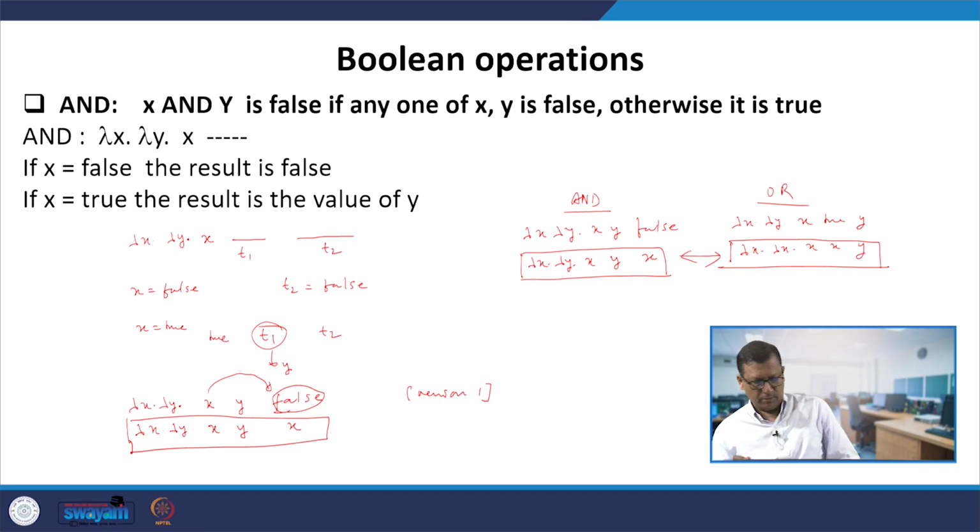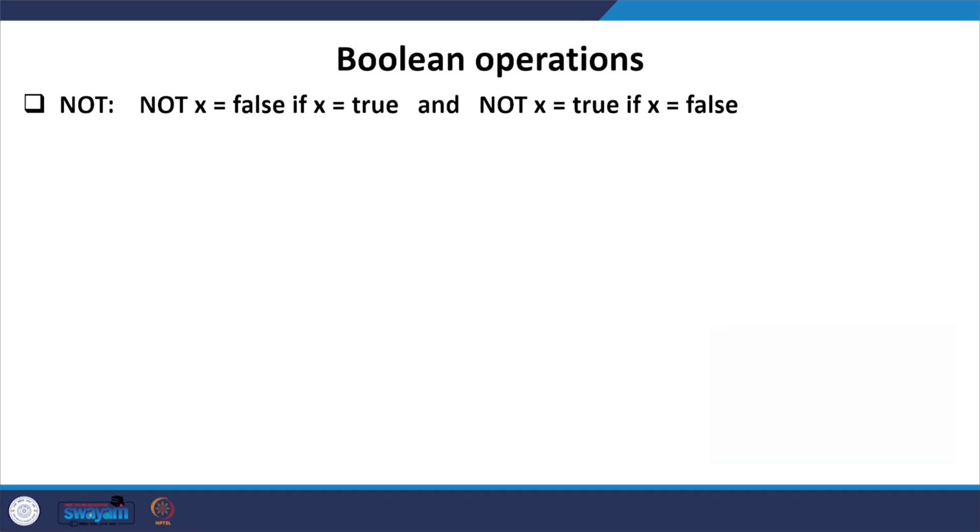They are quite similar. The next function that we are going to consider is the NOT function. That means if x is false, we are going to get true, and if x is true, we are going to get the value false. So now there will be only lambda x dot x, with only one argument, and as before we are going to have two terms. If x is true, this is T1, this is T2. So T1 will be equal to false.